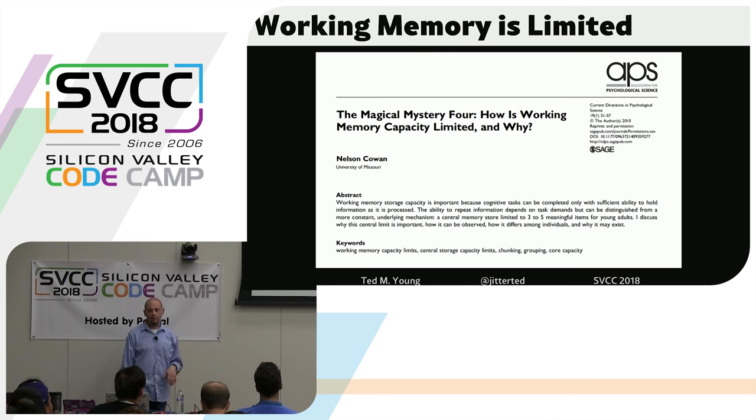So working memory is limited. In fact, it's more limited than you may have heard. You may have heard that working memory is 7 plus or minus two items. Nope, it's actually 3 or 4. This paper by Nelson Cohen is a great paper, and I love the titles of some of these papers. The Magical Mystery 4, right? How is working memory capacity limited and why? So it turns out that the original 7 plus or minus 2 was when errors started happening. So it's actually much lower if you want to stay within the realm of not making errors.